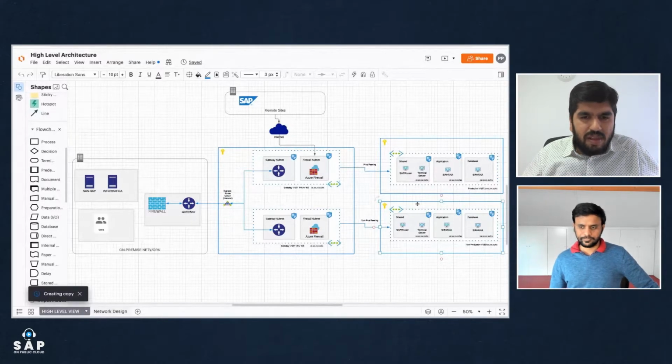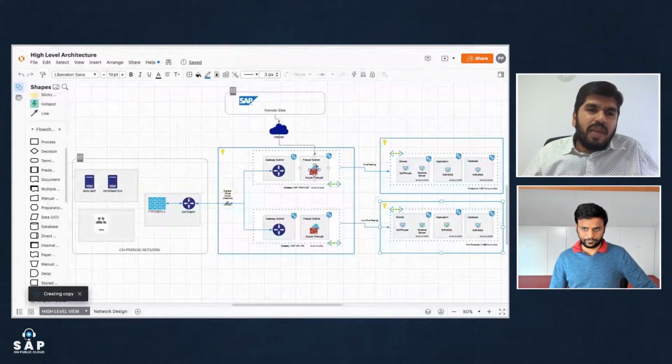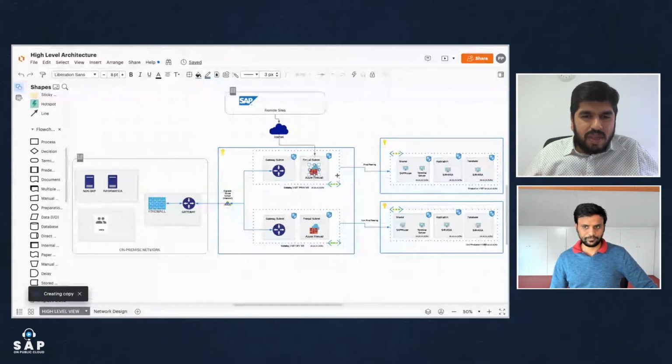What I commonly see is that the customer always wants the spoke VNet traffic to be routed through an NVA. What does that mean? NVA means a network virtual appliance. It could be Azure Firewall, or it could also be a third-party appliance like Palo Alto, Barracuda, or anything else. That would be the first and foremost thing.